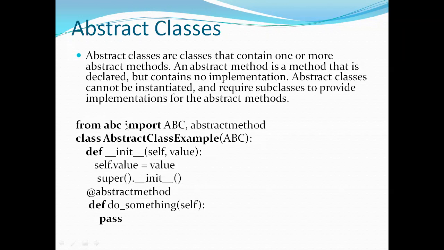Again repeating, the class which contains an abstract method is called an abstract class. An abstract method is nothing but no implementation. It just has a method name, that's all. It doesn't have any logic. Okay, so we go with an example.